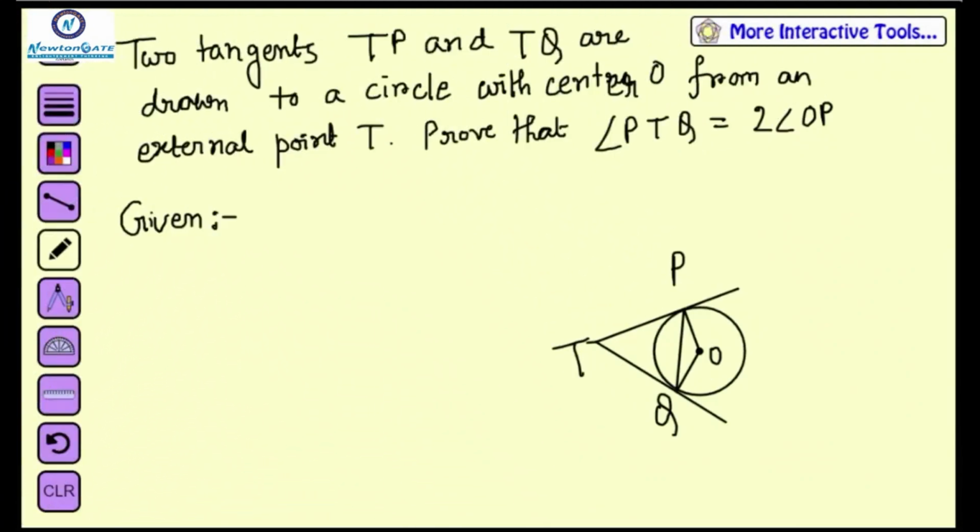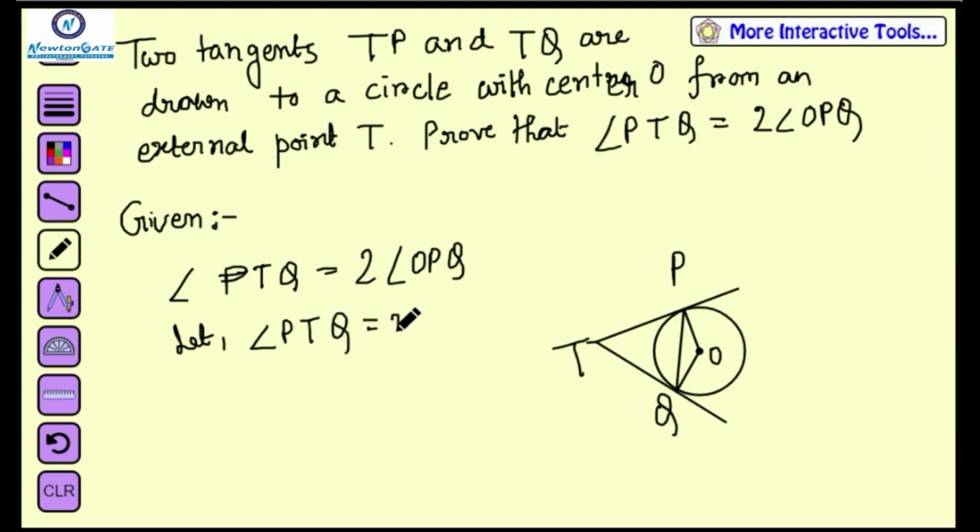In this question, it is given that there is a circle with center O and an external point T, and the two tangents TP and TQ to the circle. Now we need to prove angle PTQ equals 2 times angle OPQ. Now let us consider angle PTQ as x degrees. Now we know that the lengths of tangents drawn from an external point to a circle are equal. Therefore TP equals TQ.